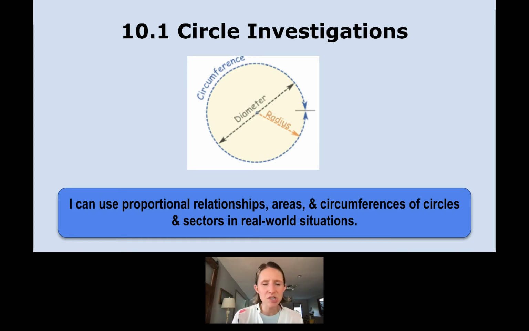This lesson is just going to cover 3 basic parts of a circle and then how 2 of those 3 parts are related and create a relationship that gives you a very special number.